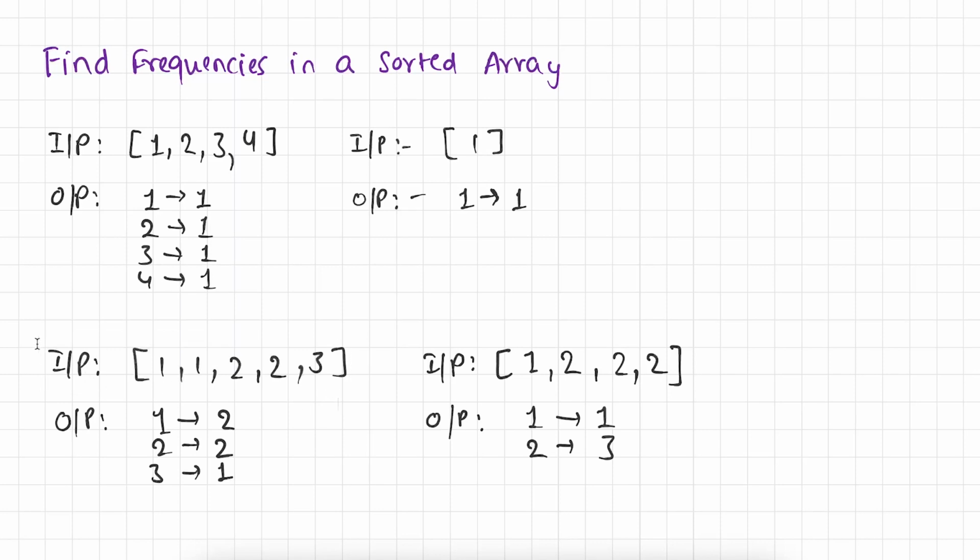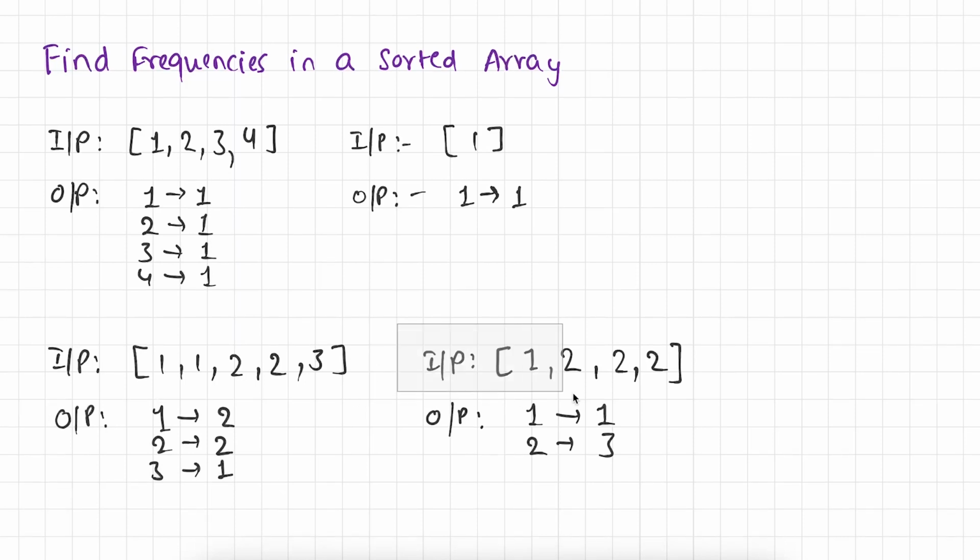In the next example, the input is given as 1, 1, 2, 2, 3. Here 1 appears 2 times, 2 appears 2 times and 3 appears 1 time. That's why the output is 1 2, 2 2 and 3 1. In the next example, the input is given as 1, 2, 2, 2. Here 1 appears 1 time, 2 appears 3 times. That is why the output of this input is 1 1 and 2 3.